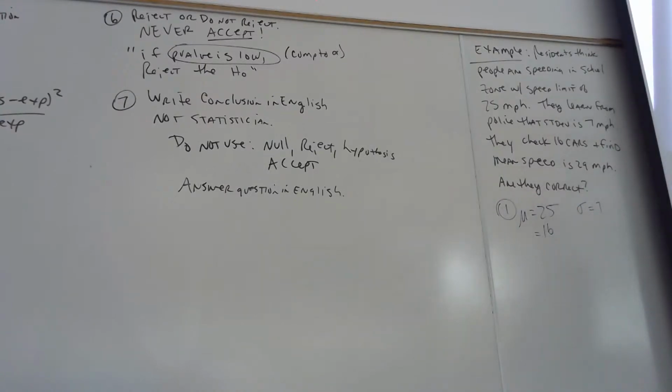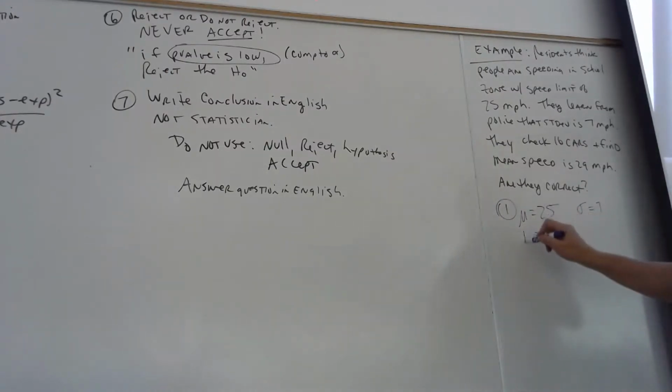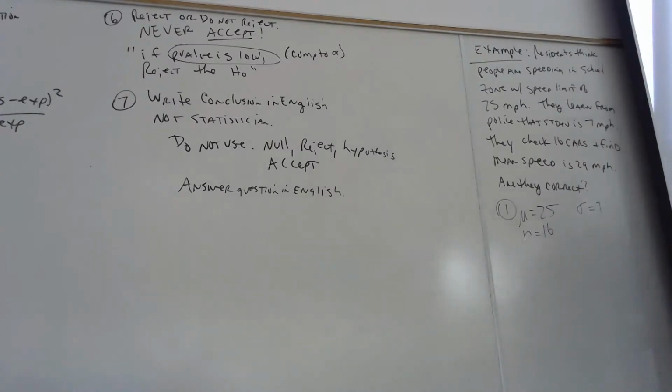So, sample size, and what letter do I use for sample size? N. And find the mean speed is 29 miles per hour. Kara, what's 29 miles per hour? X bar, very good. Why X bar and not mu? Because it's the sample of the 16 cars, right?